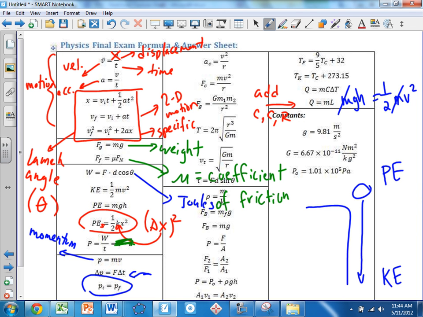This is impulse. If you remember, we did examples of if a player throws a ball and I hit the ball, it is in contact with the bat for maybe 0.5 seconds. That's the time. If you know how much momentum has changed, you can find out how much force has been applied to the ball.